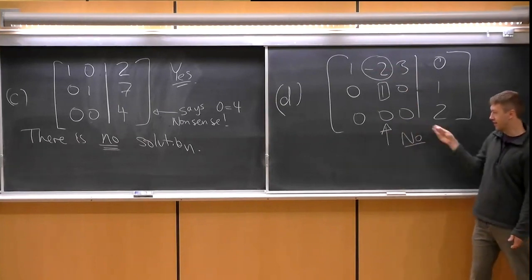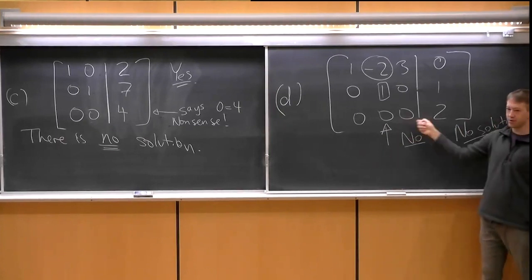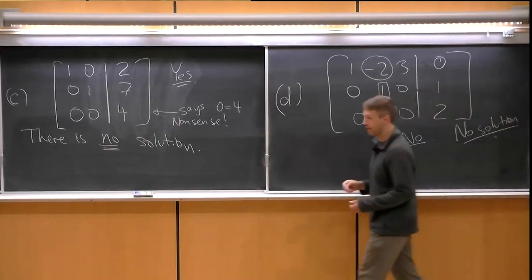And again, this is another example where there's no solution, again because 0 equals 2 is sitting right there.